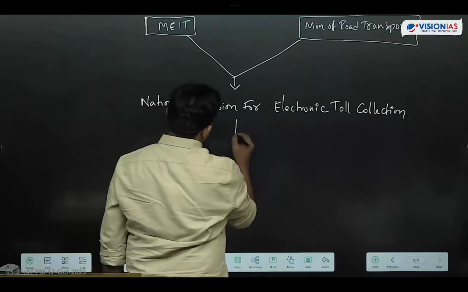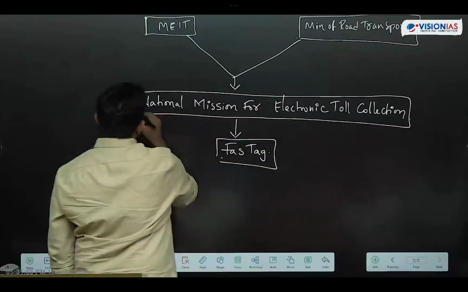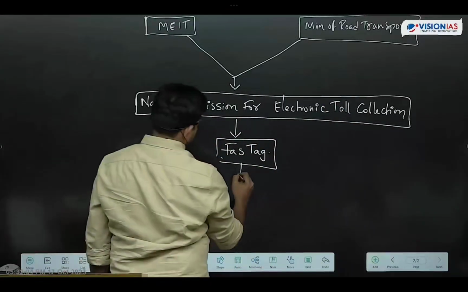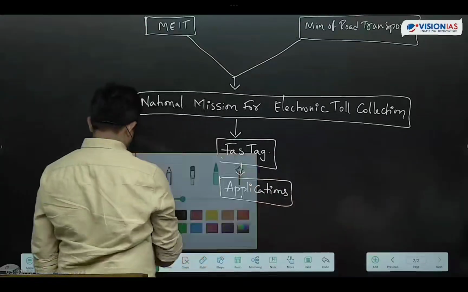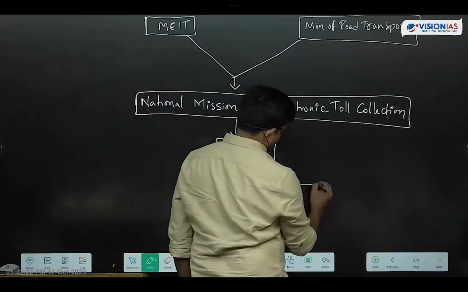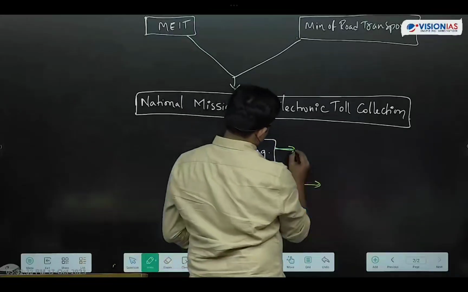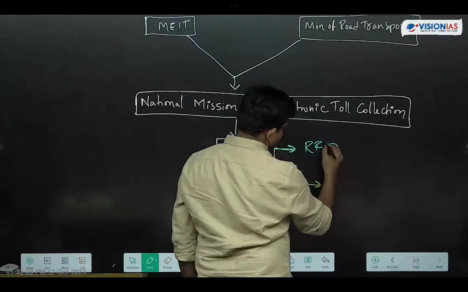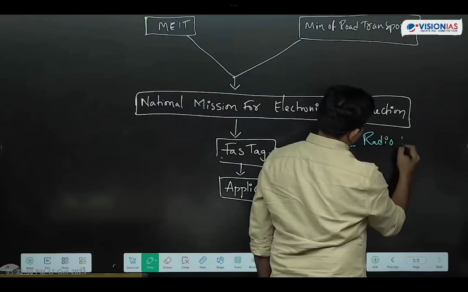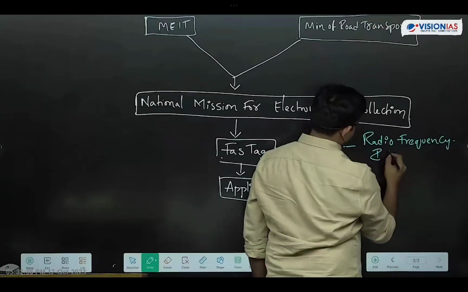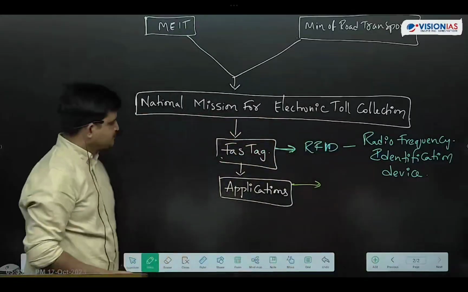Under this, they are implementing FASTag. What are the benefits and applications of FASTag? What is the use of FASTag? FASTag works based on the principles of RFID. What is RFID? R means radio. Radio Frequency Identification Device. And what is the benefit of this FASTag?